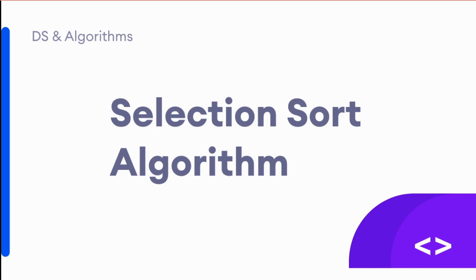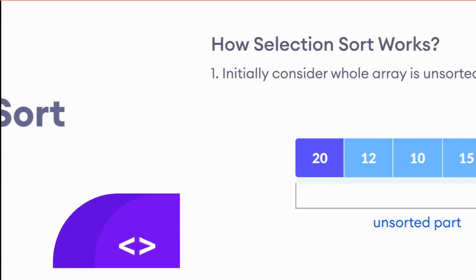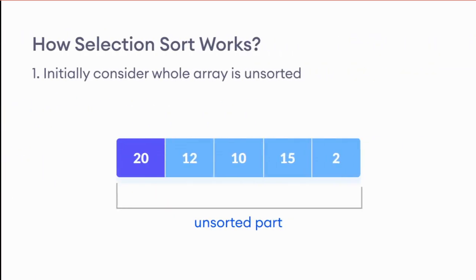Today, we're going to learn selection sort algorithm. So, let's see what is selection sort algorithm. Let's take an example. I have an array with 5 elements.